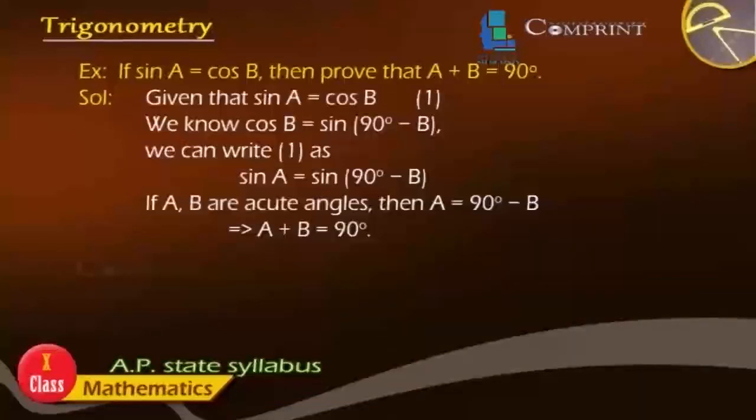Example: if sin A = cos B, then prove that A + B = 90°. Solution: given that sin A = cos B, equation 1. We know cos B = sin(90° − B). We can write 1 as sin A = sin(90° − B). If A, B are acute angles, then A = 90° − B. A + B = 90°.